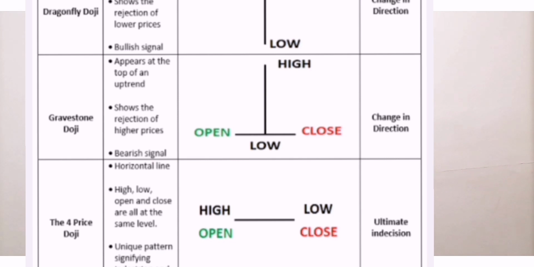Then we have the four price doji. The four price doji is a horizontal line where there is no low and no high, but only the opening and the close. So everything is just intact in one place, where the low, the high, the opening and the close are all at the same level. This unique pattern signals indecision and low volatility.